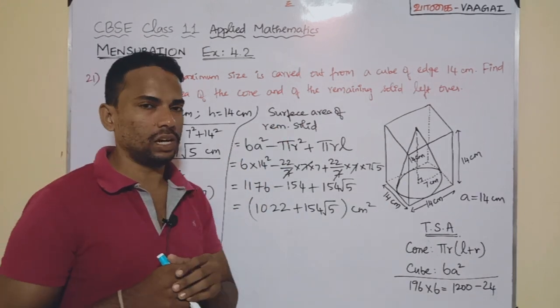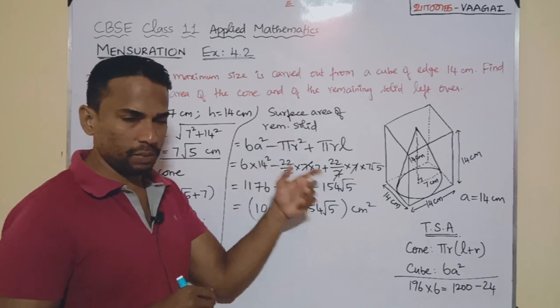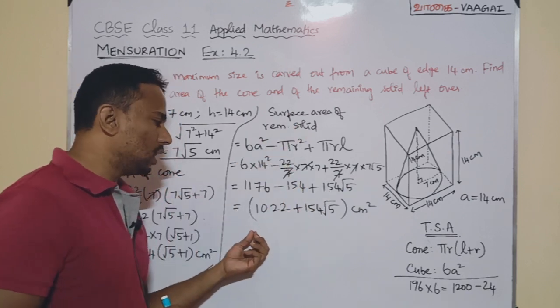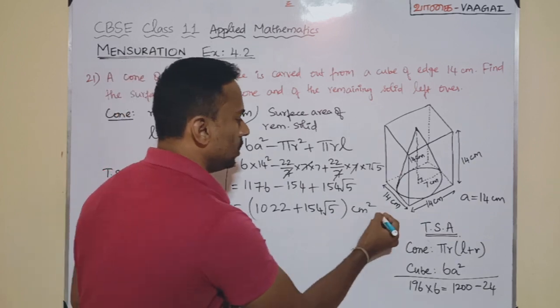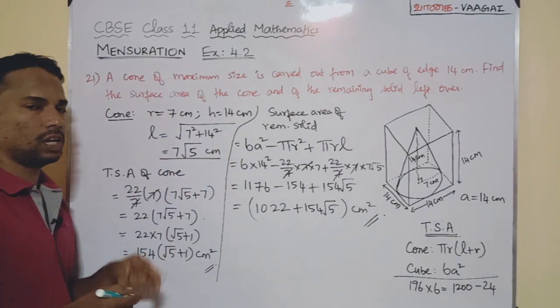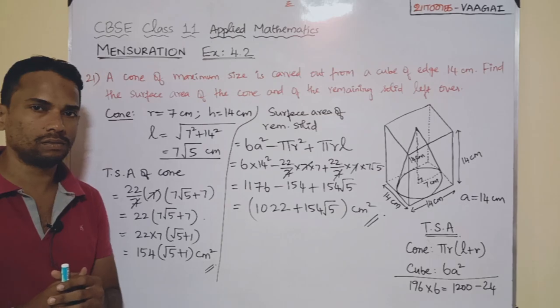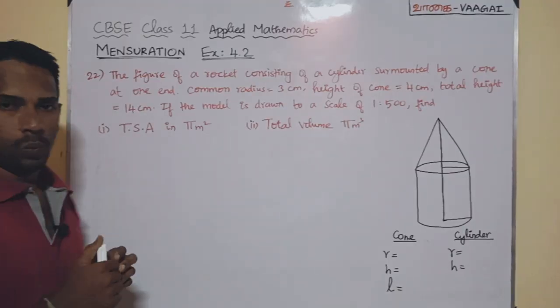And for the next question, the surface area of the remaining solid is going to be 1022 plus 154 root 5 centimeter square. So now these are going to be the answers for your question number 21. Next we have question number 22 with us.